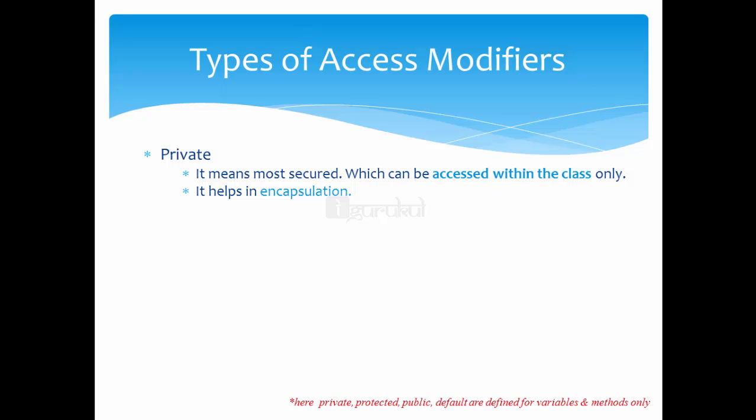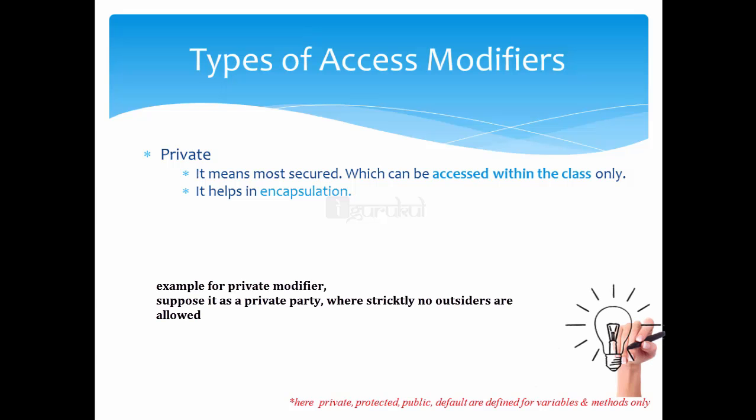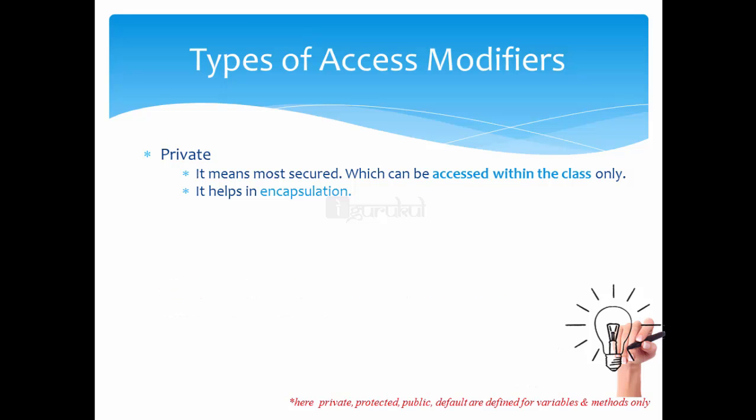So the first one is private. It means the most secured one. Those variables or methods which are declared as private can only be accessed within the class. It helps in encapsulation. Outside the class, they cannot be accessed. It will give you a compile time error.